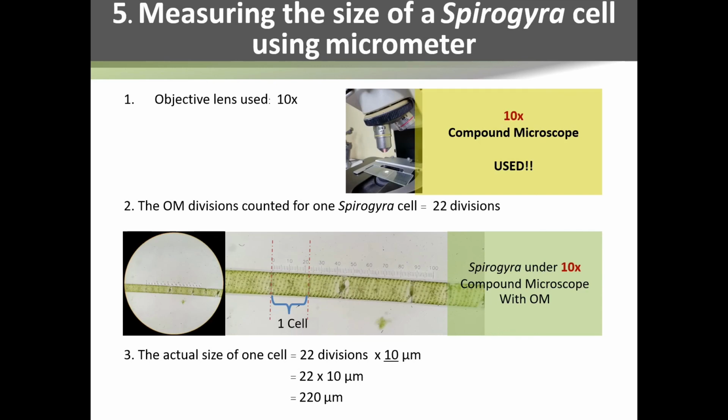The last exercise is to measure the size of a Spirogyra cell. We observe this wet mount slide of a Spirogyra using a medium power, 10x. We see that one cell of Spirogyra is equal to 22 divisions of the ocular micrometer. The actual size of one cell is equal to 10 times 22. The answer is 220 micrometers.